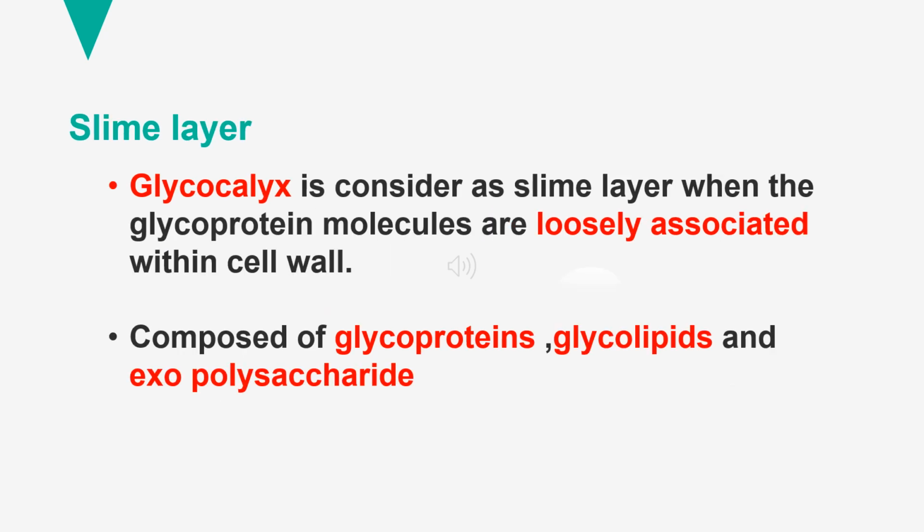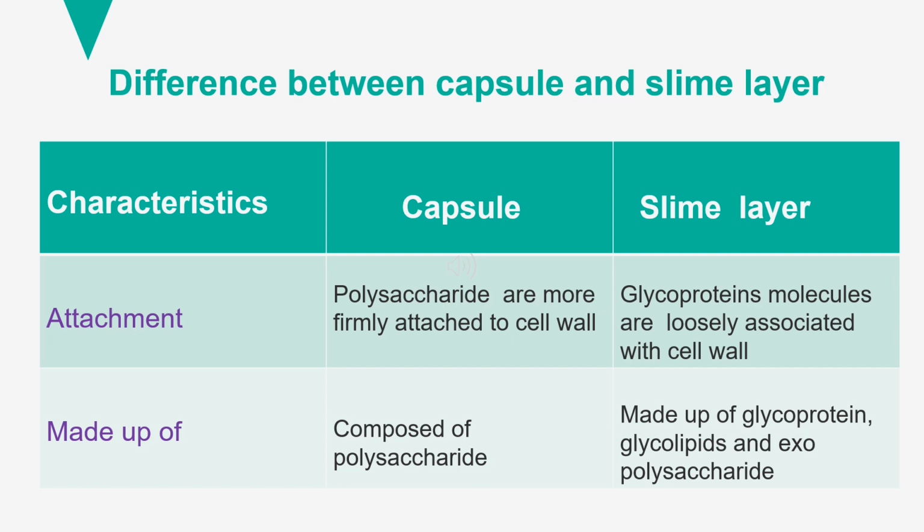And now see the slime layer. The same glycocalyx compound which contains glycoprotein molecules, loosely or weakly attached to the cell wall, is called the slime layer. This layer is composed of glycoproteins, glycolipids and exopolysaccharide. And now here we see the differences between capsule and slime layer. First, its attachment. Capsule is usually firmly attached, which means strongly attached to the cell wall, but slime layer is loosely or weakly associated with the cell wall.